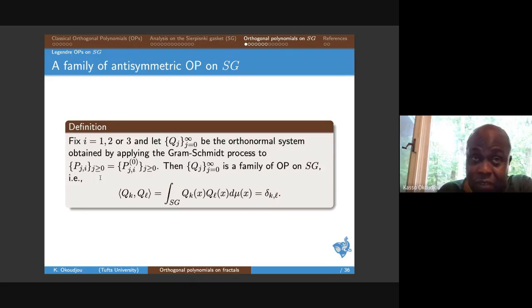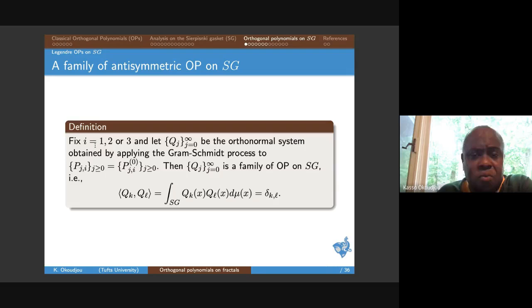I have an inner product in this setting, so I can do Gram-Schmidt, and I'm going to call the resulting set of polynomials Q_j. They're going to be the equivalent of the Legendre orthogonal polynomials in this fractal setting. There is an underlying assumption here. There is an i that I take away so that we don't have too many indices. But again, everything depends on the kind of family that you start dealing with.